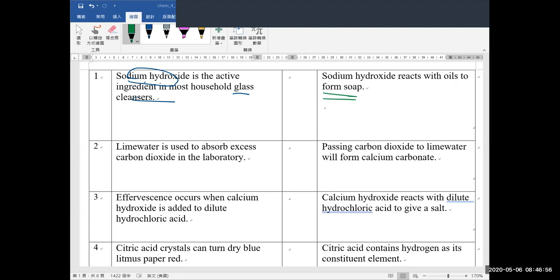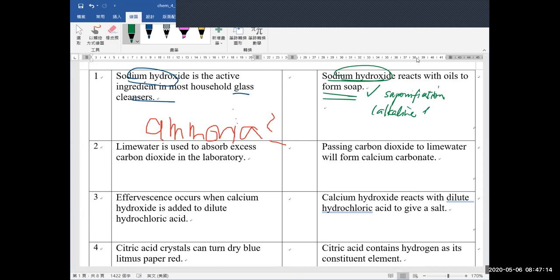Now, of course, the second statement is undoubtedly true because sodium hydroxide reacts with oil to form soap. It is a type of saponification reaction. In organic chemistry, it is a type of alkaline hydrolysis of fats, because the fat molecule is very, very big, and most of it is hydrophobic. It doesn't dissolve in water, but it dissolves in oil. Saponification of the oil helps at producing soap, which can be soluble in both water and oil and can be washed away so easily. Yes, that's right, ammonia. So the answer is ammonia.